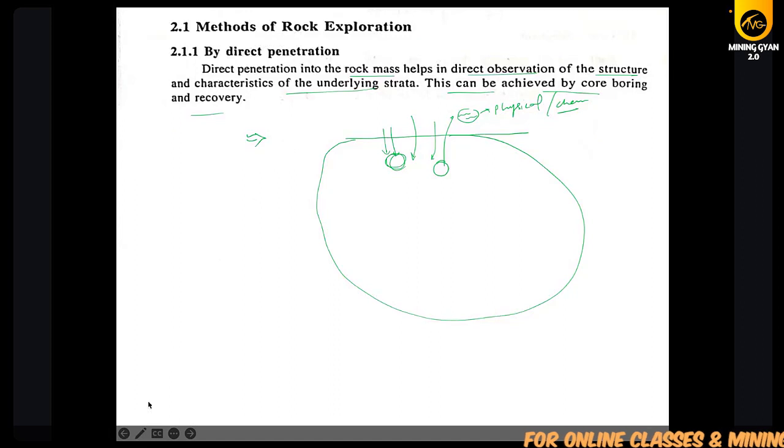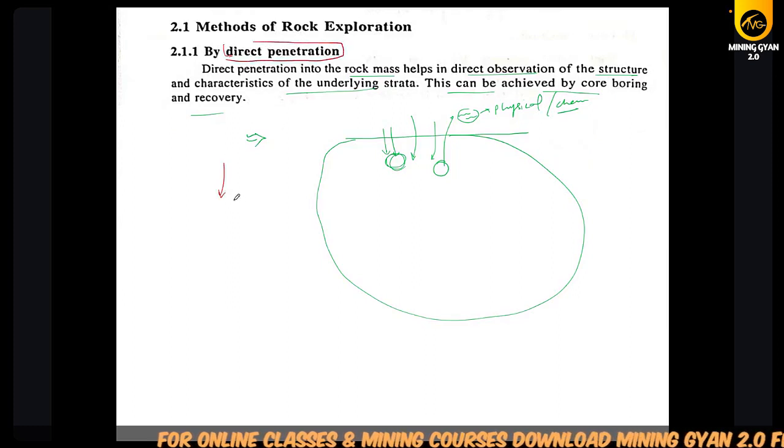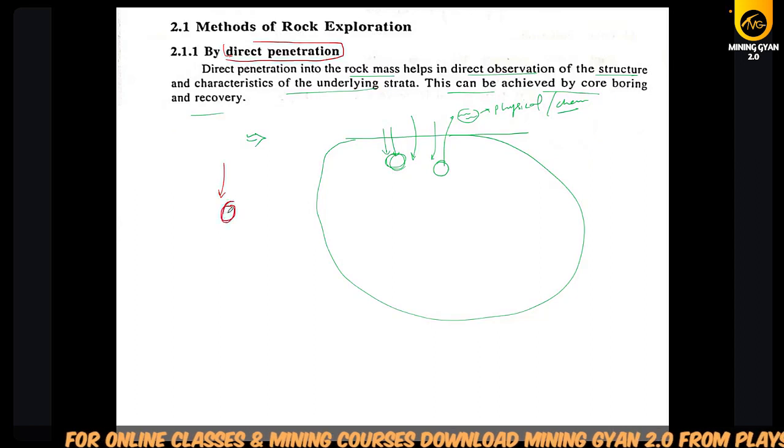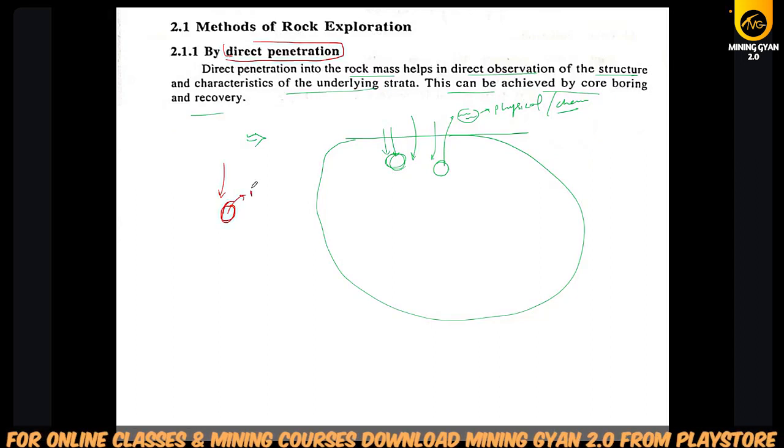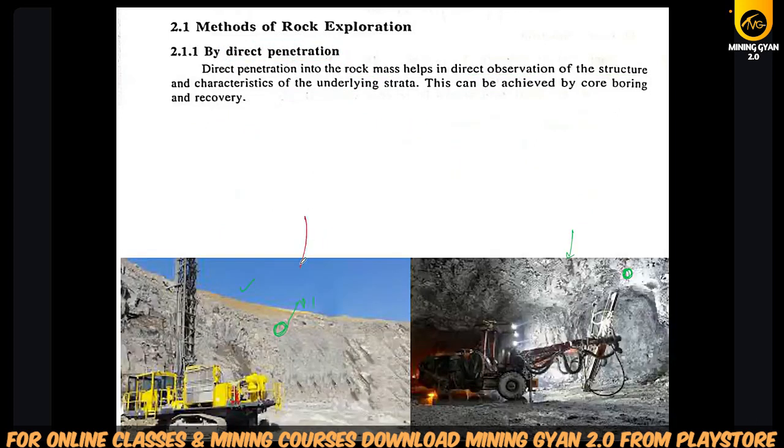Yesterday we had started rock mechanics. In rock mechanics we have seen the exploration methods. First is the direct method. In the direct method we just drill a hole or directly gather rock and find out the physical and chemical properties of our site, through core boring or recovery. So these are the direct method examples.